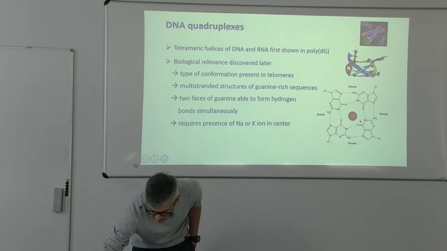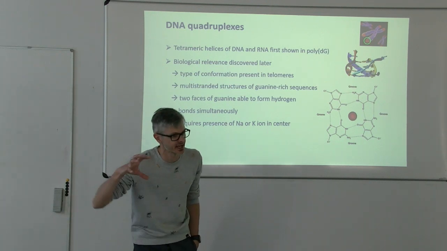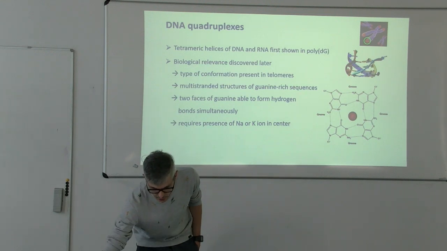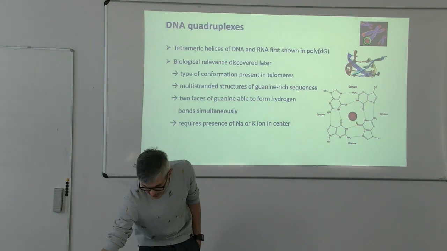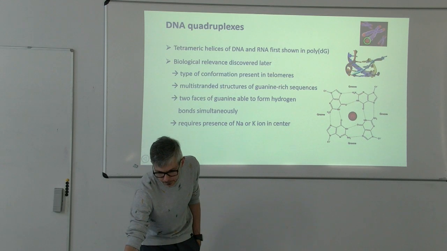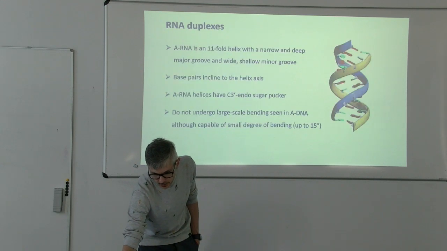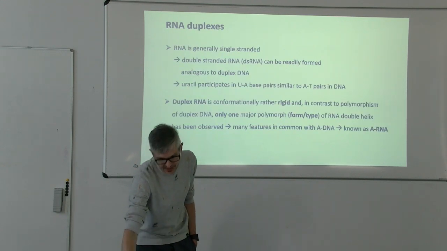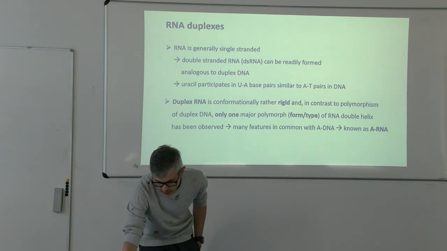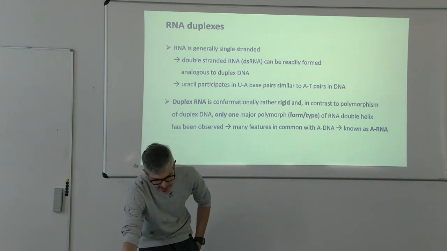And typically, as I mentioned, it actually requires the presence of a sodium or potassium ion in the center to stabilize that. That is what the red sphere here actually represents. So this was mainly on DNA, and then the rest, the smaller part, is about RNA molecules.